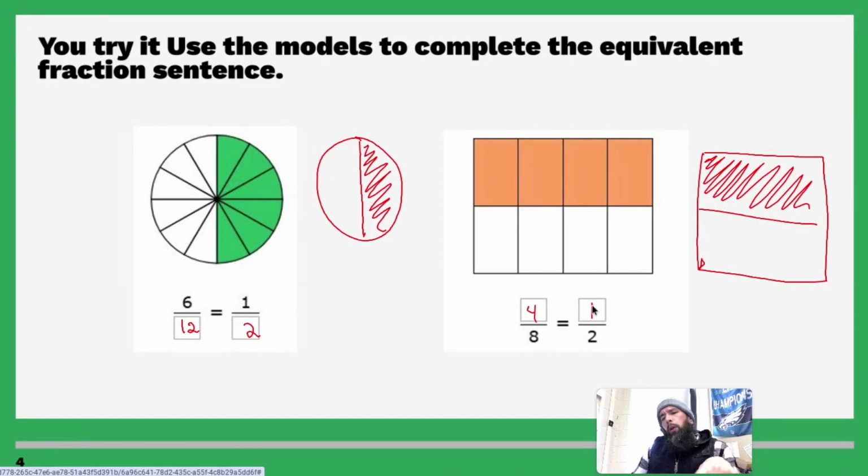Interesting. If I were to multiply 1 by 4, I'd get 4. And if I were to multiply 2 by 4, I'd get 8. So if I were to multiply 1 over 2 by 4 over 4, I get 4 over 8, which happens to be the same exact fraction with different numbers.